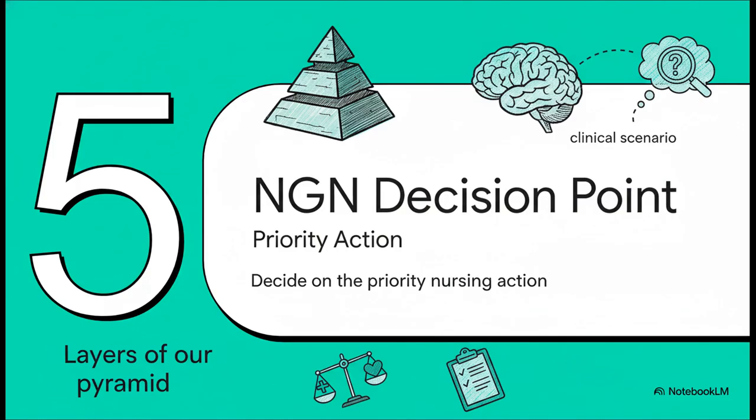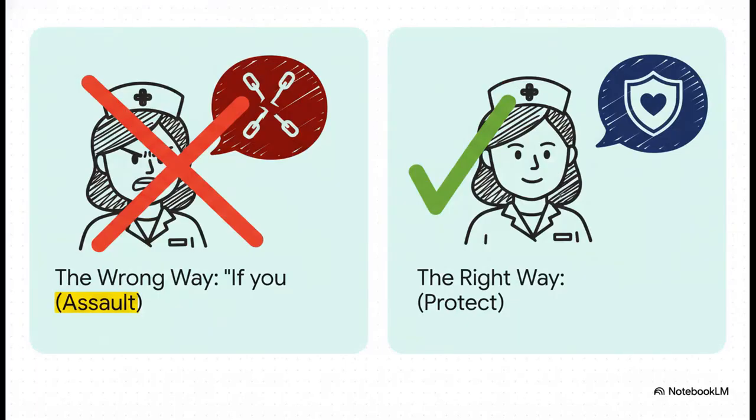Okay, here we go. It's time to put it all together. We're going to take every single layer of our pyramid, the rights, the torts, the interventions, the ethics, and we're going to apply it to one clinical scenario to figure out our priority nursing action. But first, a quick communication lab.